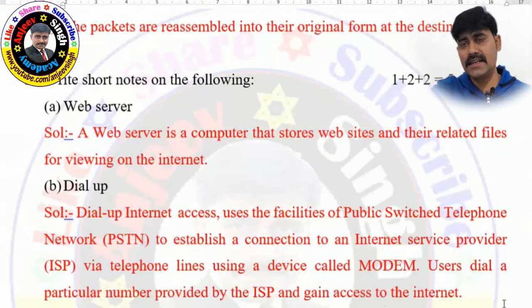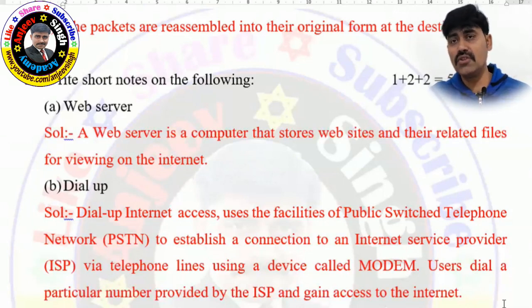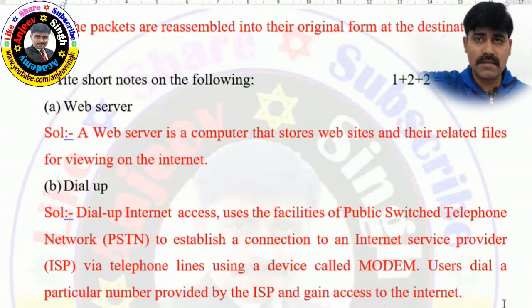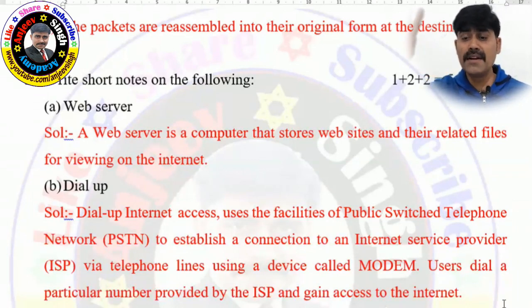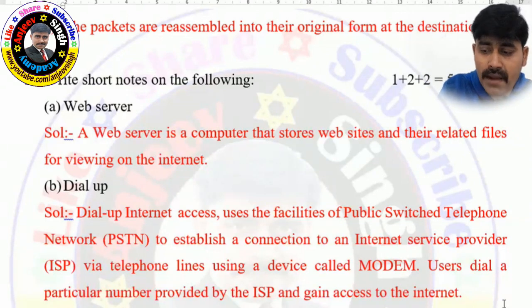It means you have to connect to the internet service through the telephone line. In between you require a modem, and through the modem your information is passed. First you have to dial a particular number, and through the modem that number goes to the PSTN, the public switched telephone network, from where you get the connection. And if the connection is established and everything is okay, the information starts flowing from one computer to another computer.